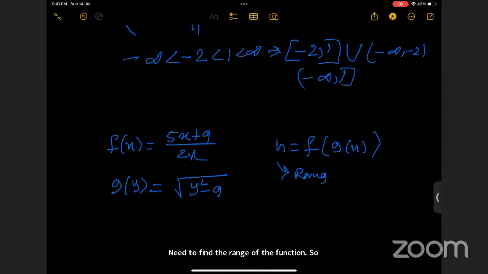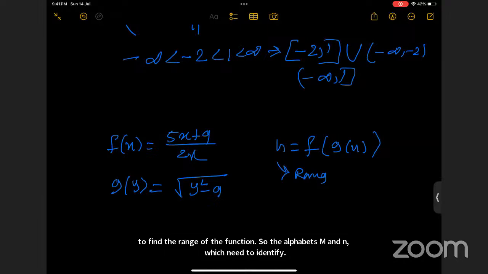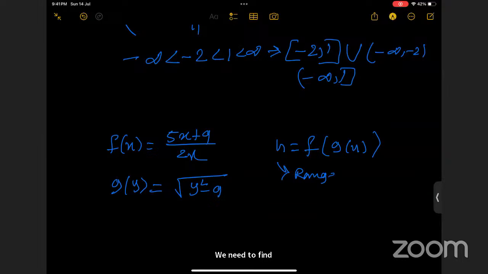Can you share the whole question? Here the whole question is: you need not find the range directly. If you find the range, you will get the m and n values. So we just need to find the range for both f of x and g of x, like for h actually. I got confused in f of x; g of x I could find.